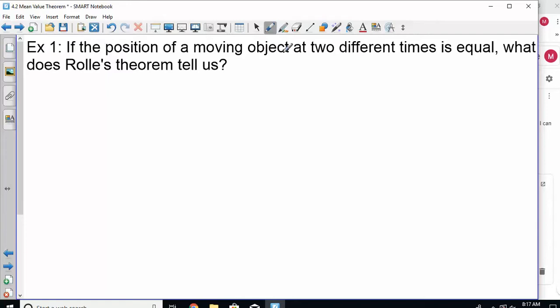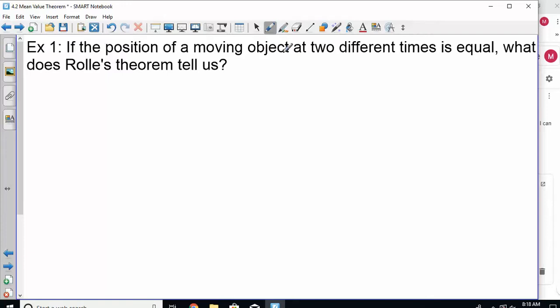If that position is equal, what's going to happen somewhere? Go back and read Rolle's theorem again. What's the conclusion? If those conditions are met, what has to be true? The derivative equals 0. If I'm talking about position, what's the derivative of position? Velocity. So if the position is equal, somewhere the velocity is 0.